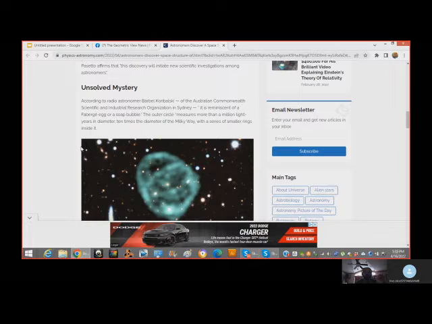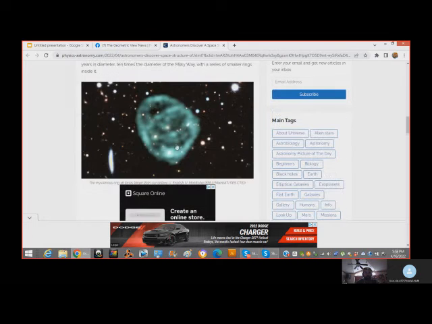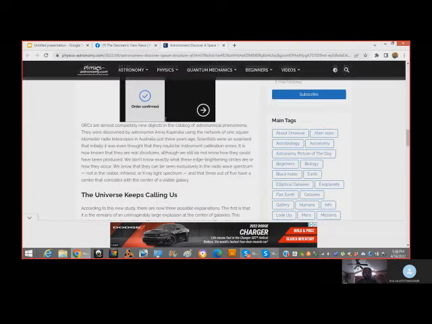The outer circle measures more than 1,000,000 light years in diameter, 10 times the diameter of the Milky Way, with a series of smaller rings inside it. Boom, boom, boom. Dude. The Orc cloud. Wow. Orc cloud is like Oort cloud, and I'm going to show the similarities here in another video. I'm already putting stuff together. Wow, in my head right now.